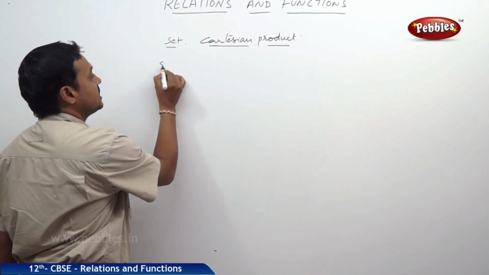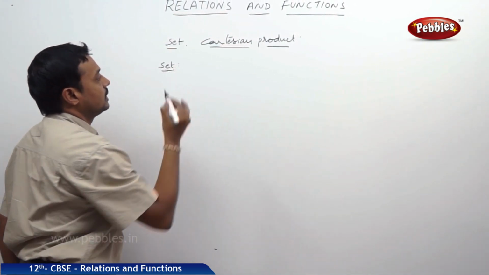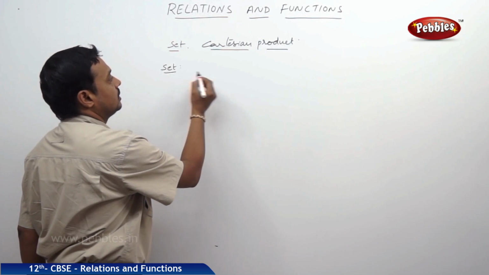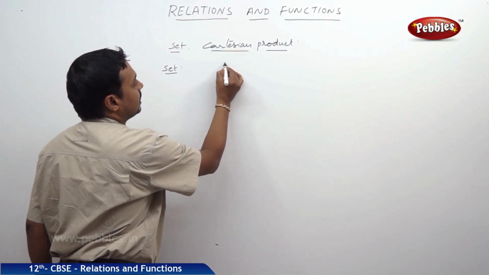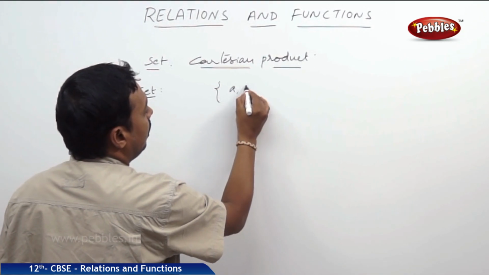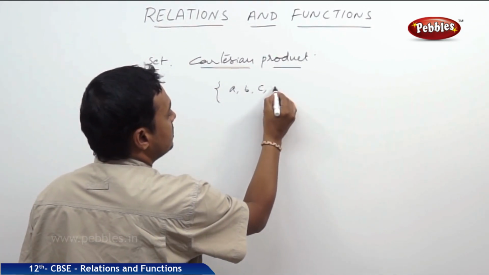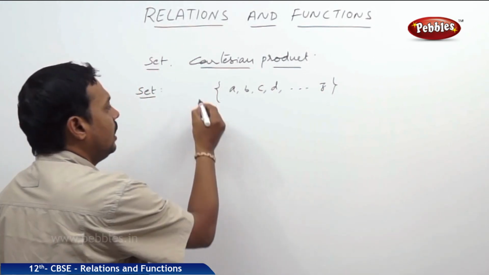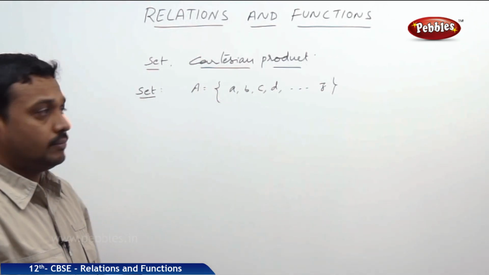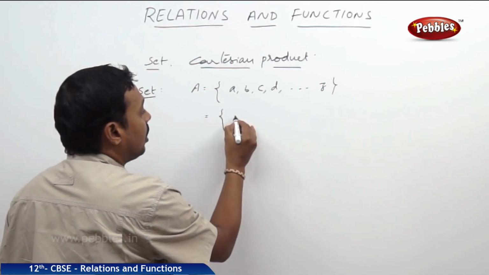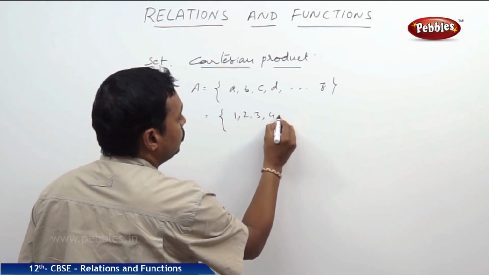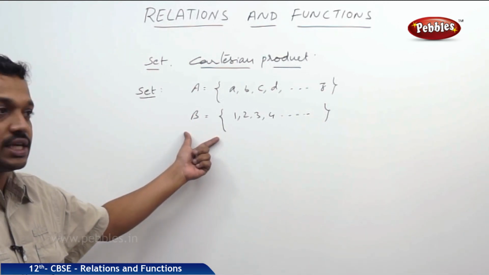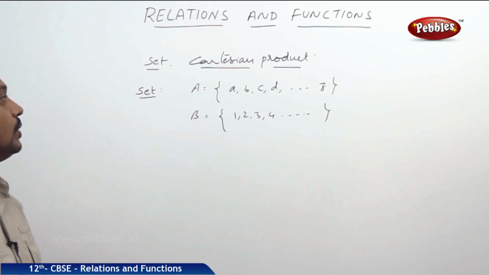So let us see set. What is a set? A set is the collection of well-defined objects. For example, the collection of alphabets A, B, C, D and so on up to Z is a set. Let it be A. And the collection of the numbers 1, 2, 3, 4 and so on, let it be B. Now this is also a set. So these are two examples of a set.